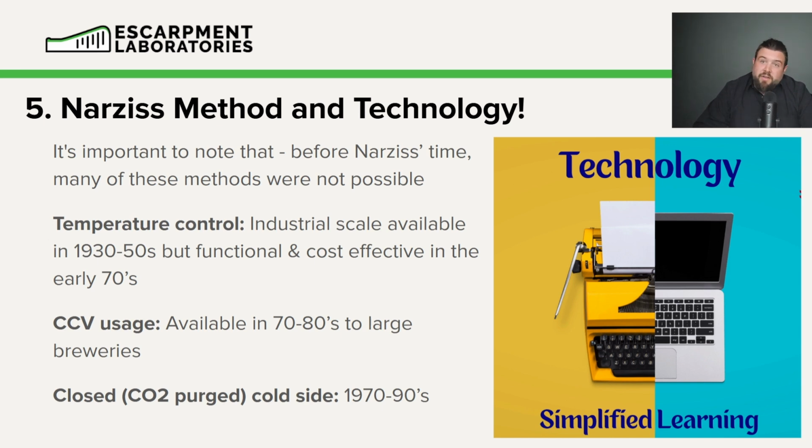CCVs, or closed conical vessels, large, tall fermenters, weren't really available until the 70s or the 80s. Now, he still preferred horizontal fermenters for most breweries, but until this point, CCVs weren't even a possibility. And on top of this, closed or CO2-purged cold sides, something that we all take for granted today, just pushing CO2 around so we don't oxidize the product. That wasn't really commercially viable for most businesses until about the 70s and 90s, depending where you were. This is the environment that Narziss was initially working in.